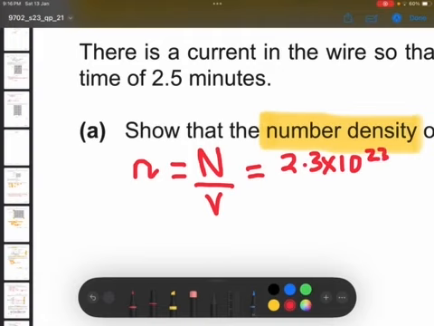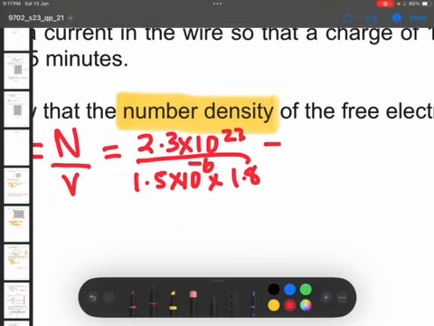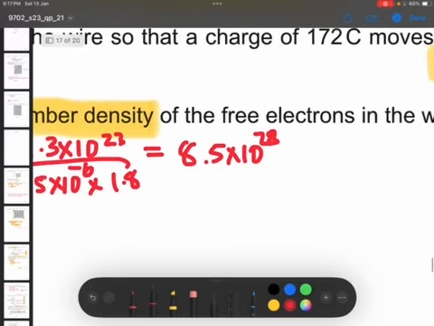over the volume. Obviously the volume is that of a cylindrical wire. We are given a cross-sectional area, and even if it was not cylindrical in cross-section, we have the cross-sectional area and the length of the wire. Cross-sectional area is 1.5 times 10 to the power of minus 6 multiplied by 1.8. This alone will give us the volume at the denominator. So when you work out this question, you get 8.5 times 10 to the power of 28 per cubic meter. That is our number density.